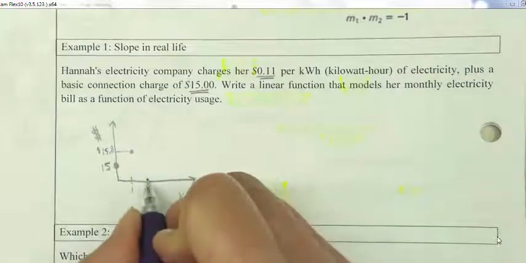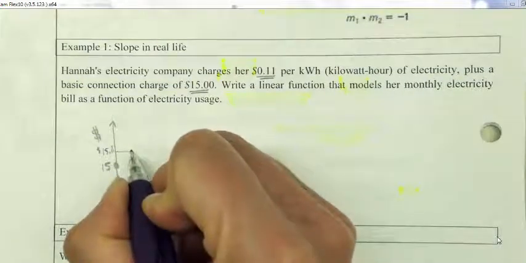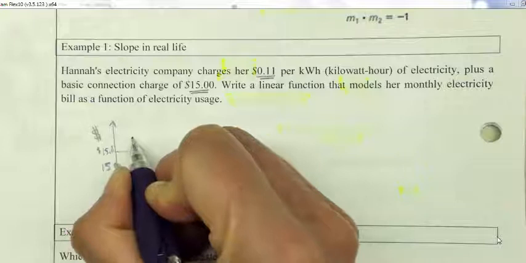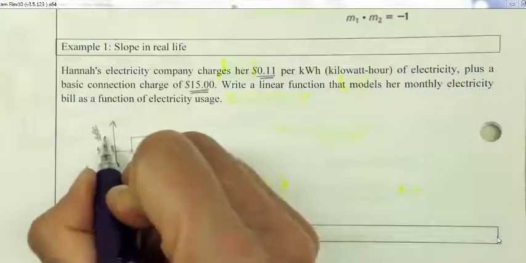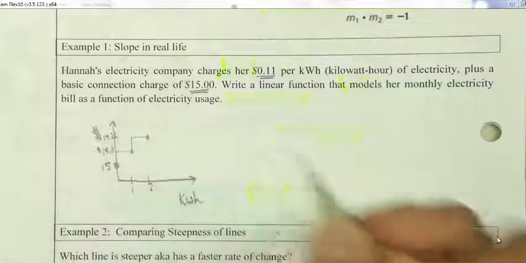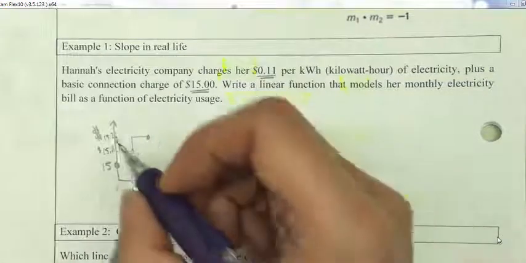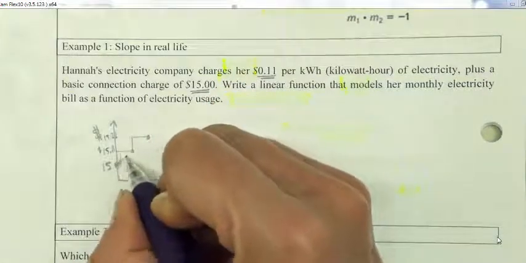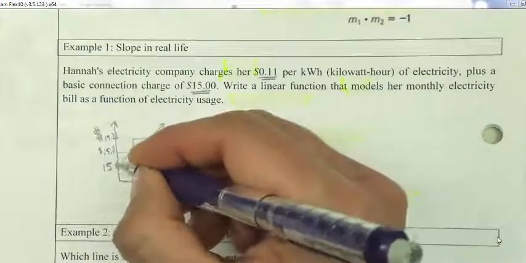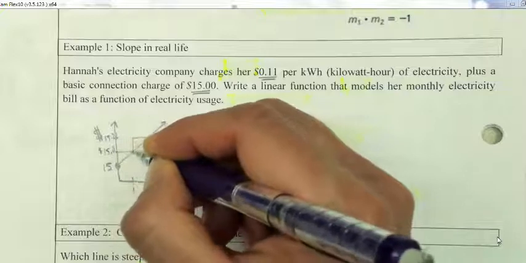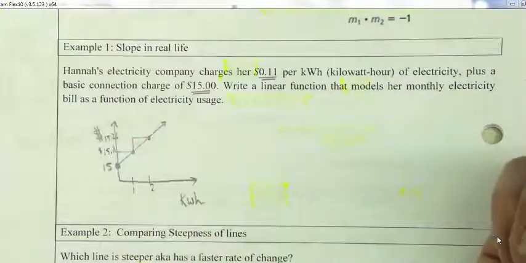If I do 2 kilowatt hours, well, guess what? I'm going to go up another 11 cents and over here. So now I'm at $15.22. I'm not going to keep doing this, but this should give you an idea that if I were to graph this, well, what's my slope? My slope is I'm rising 11 cents for every kilowatt hour that I'm using.